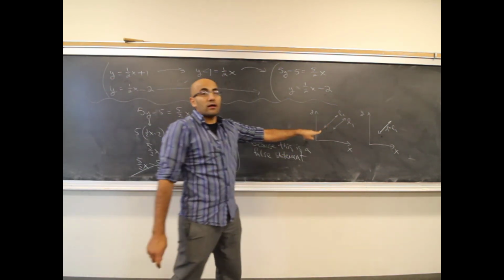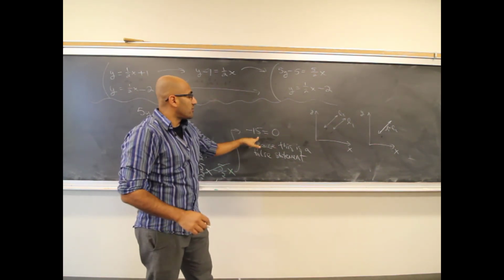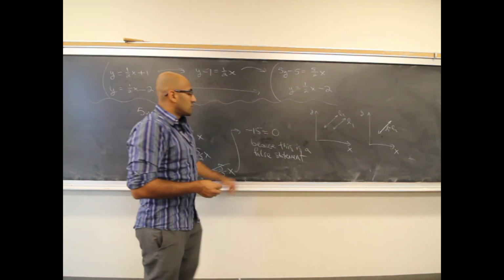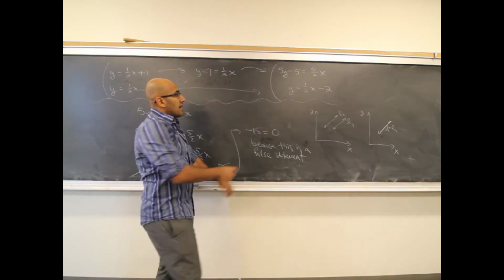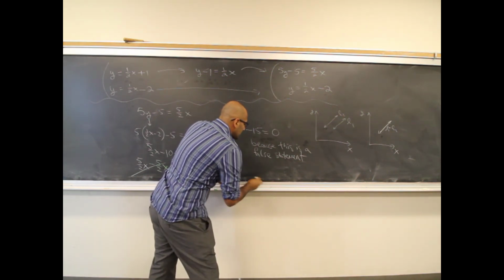The two lines are parallel. Okay? And that means there's no solution. They never cross. I got a false statement. I know it's this, which is called an inconsistent system. So because this is a false statement, I know that these two lines are actually parallel, and so the system is inconsistent.